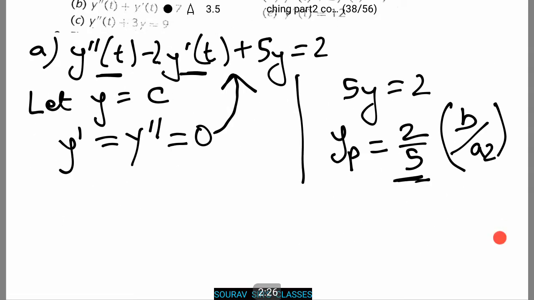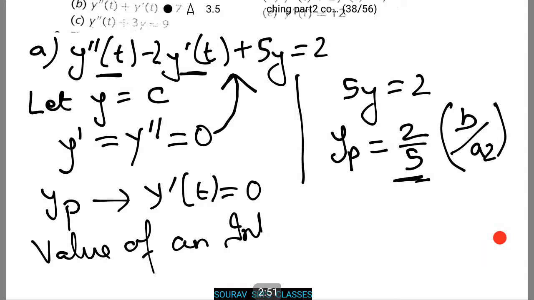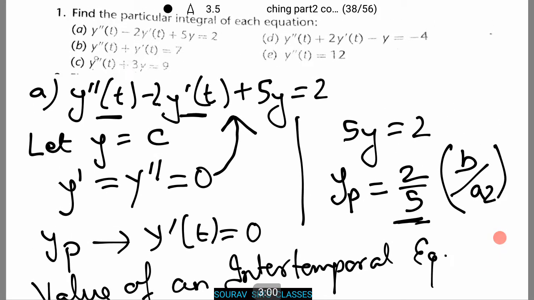We can also discuss an economic rationale, that is, this process of finding the value of yp involves the condition y dash t equals 0. From this rationale we can consider that the value of an intertemporal equilibrium becomes self-evident. Now let's do the next question.